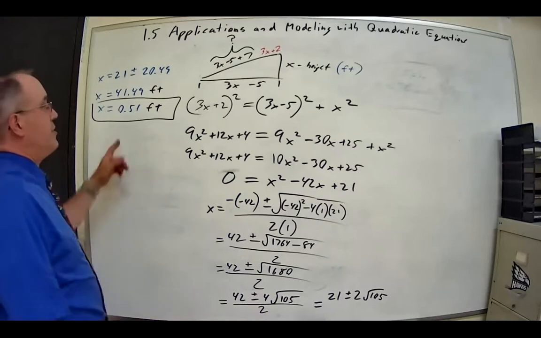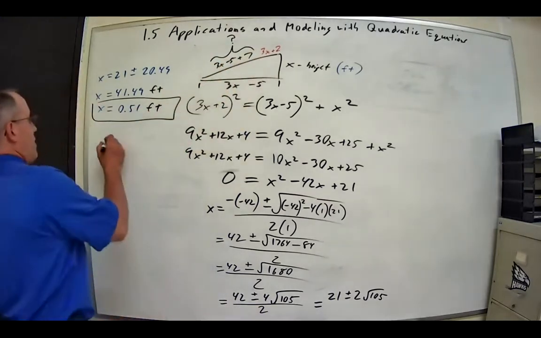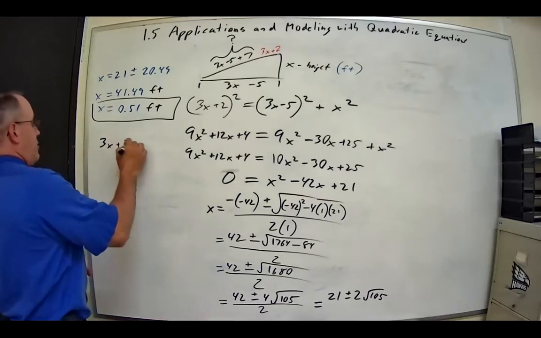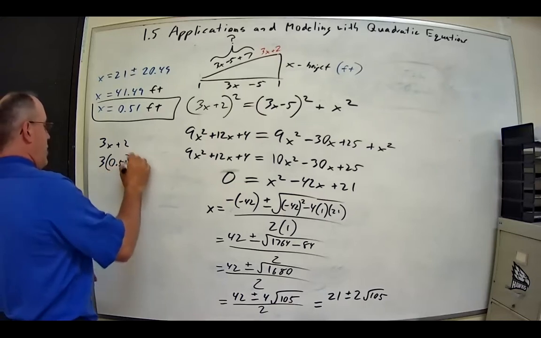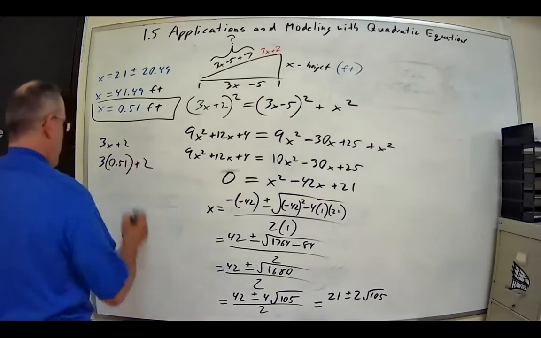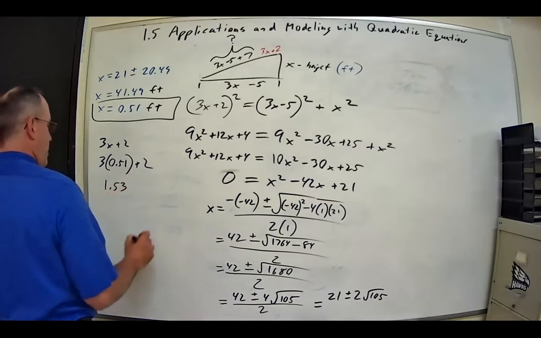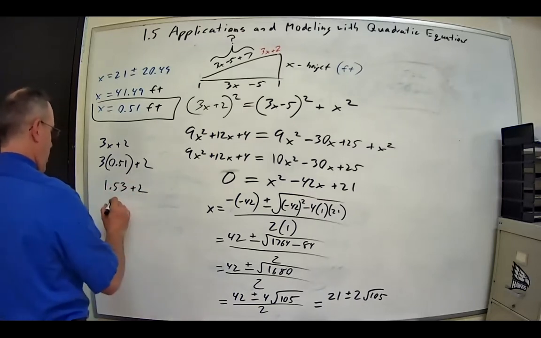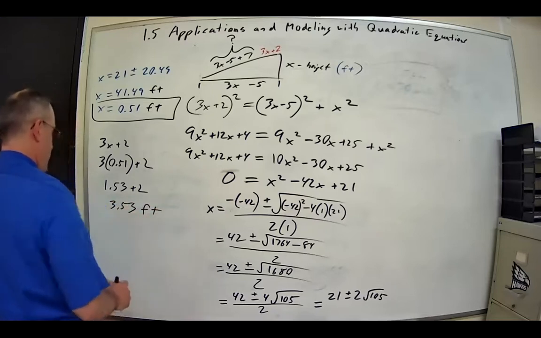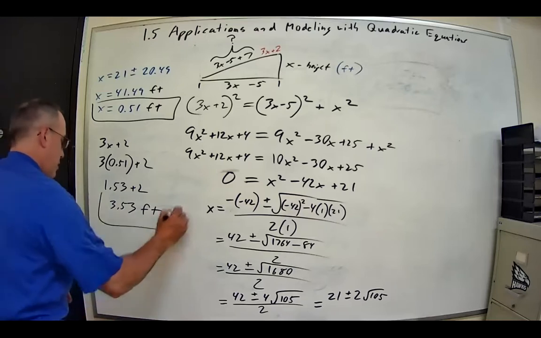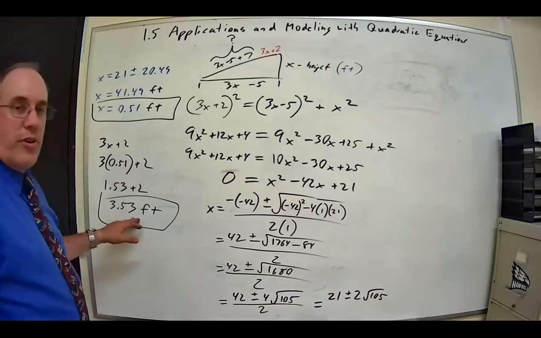So our final step is we're looking for the length of the ramp itself. So 3x plus 2 is equal to 3 times 0.51 plus 2, which gives you 1.53 plus 2, or 3.53 feet is the length of the ramp. And that makes much more sense.